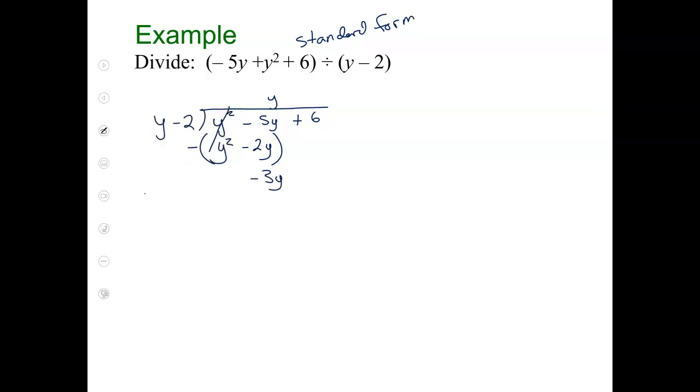Change the color on that. And now what? Plus 6. Bring down the 6. Okay? Now what's my next division step? Negative 3y divided by y gives me negative 3. Then we multiply. Multiply again. Last step. Subtract. No remainder. My quotient is y minus 3.